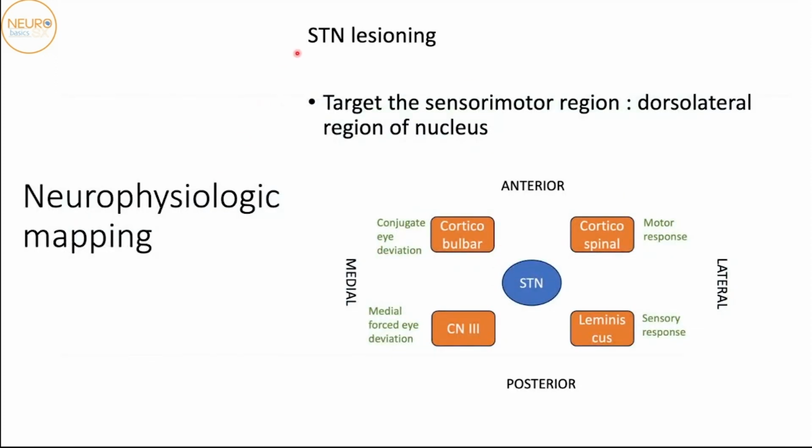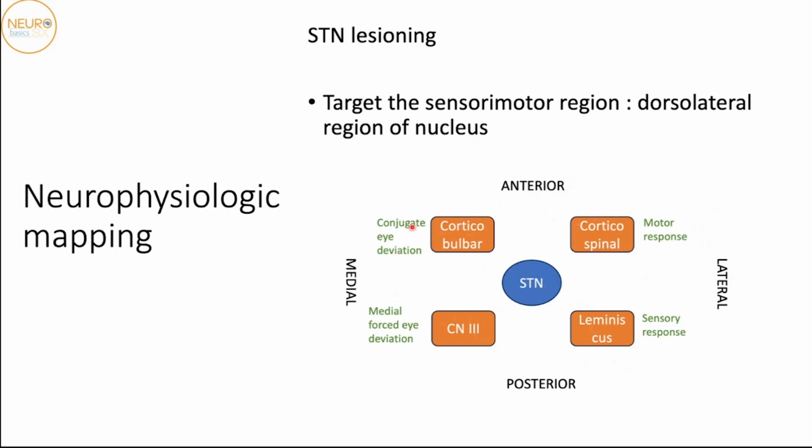Right, so similar concepts apply even for STN lesioning. Again, we are going to target the sensory motor region of the STN, just as we were doing with the GPi. Here, the sensory motor region of the STN is also located dorsolaterally. But it is important to remember that around the STN, there are 4 important structures that we should miss when targeting it. We should avoid the corticospinal and corticobulbar tracts, the third nerve nucleus, and the lemniscus. Depending on where the lead is, if it's anterolateral, you might end up getting a motor response, which means that you're quite close to the corticospinal tract and possibly need to change the direction of your lead to enter the STN properly.